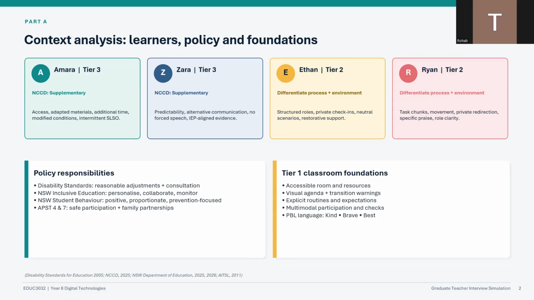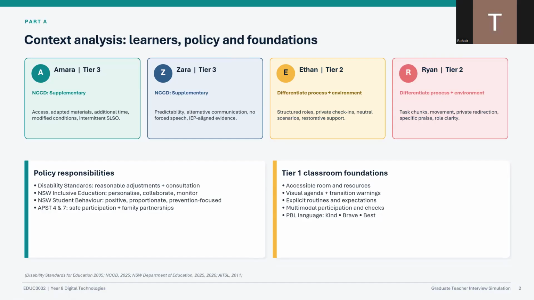And I would also moderate the judgment with the learning support team and existing evidence. If support occurs at most times on most days, substantial may be more accurate. Zara is also tier 3 and supplementary under the NCCD, just because her anxiety and selective mutism require ongoing adjustments for communication, participation, and transitioning from activities. Her IEP must recognize written and one-to-one responses as valid evidence of engagement.